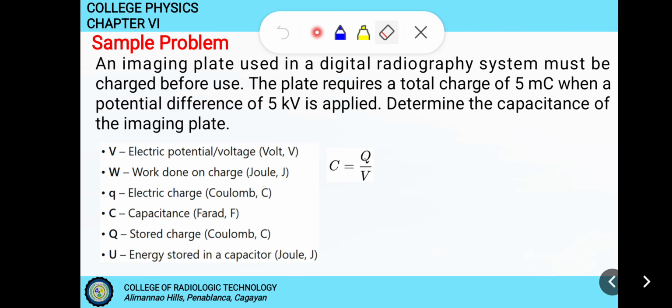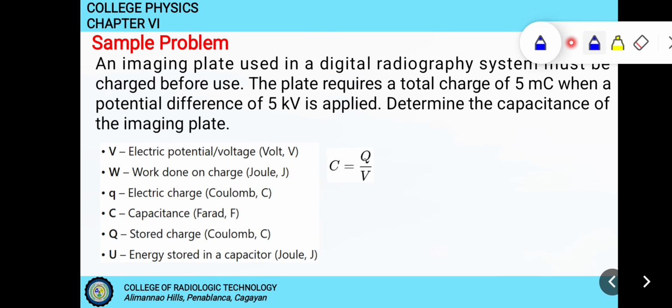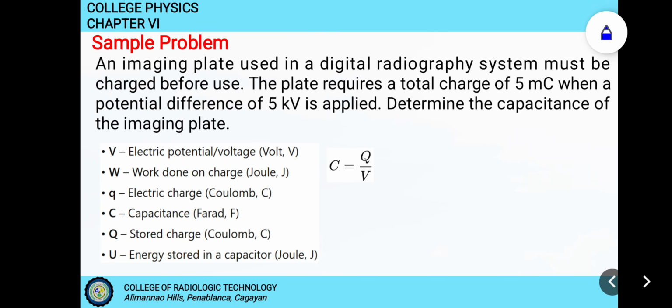It says here, an imaging plate used in a digital radiography system must be charged before use. The plate requires a total charge of 5 microcoulomb when a potential difference of 5 kilovolts is applied. Determine the capacitance of the imaging plate. How do we compute this?